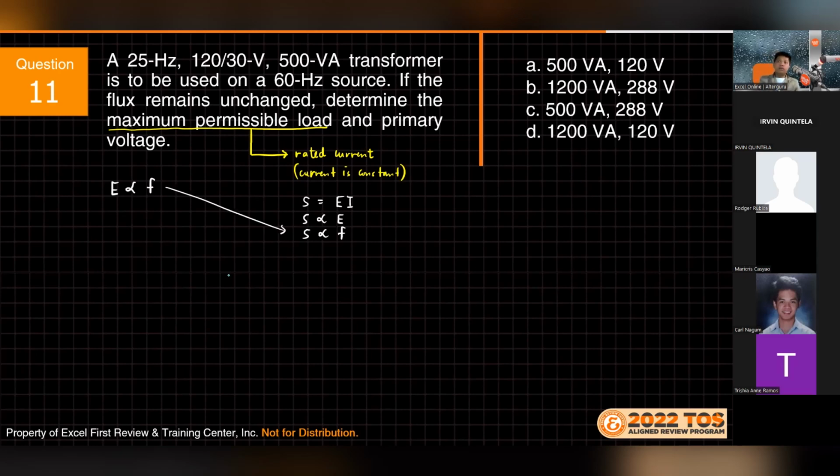Hinahanap is the maximum permissible load. Okay, sa load muna tayo. S1 over S2 is equal to F1 over F2. Okay. So for S1, we have 500 VA.